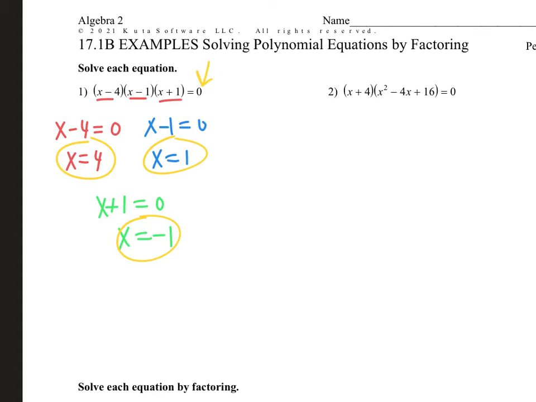Now, if this wasn't a 0 over here, we couldn't do that. So in some problems, you got to get it set equal to 0. If you remember when we did quadratics and the quadratic formula, it involved getting it set equal to 0, and then you can do some things on there.